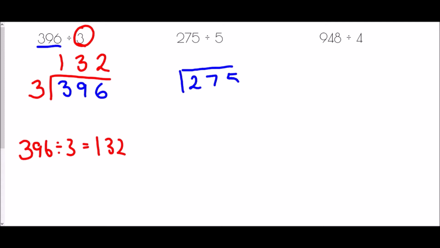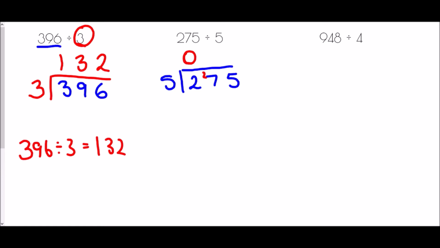Next, if we look at 275 divided by 5, again, the number we are dividing goes underneath the bus stop, so 275, and the number we are dividing by goes in front. And so here, what we're asking ourselves is, how many times does 5 go into 2? Well, 5 will not go into 2, and so we use a 0 here. But this 2 has not yet been used up, and so I'm going to carry it over. And so this number is now 27.